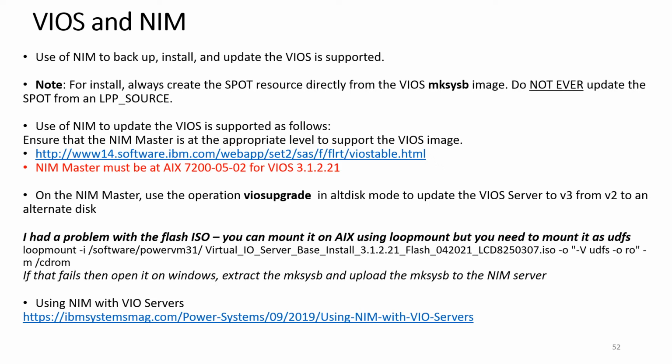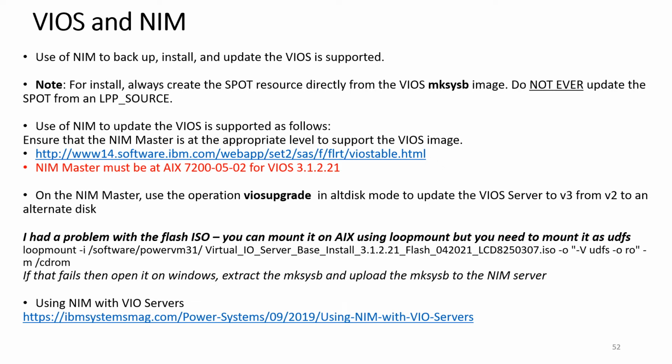You can use NIM to back up or install and update your VIO server, but you need to make sure that your NIM master is at the right level. So for VIO 3.1.2.21, you have to be at AIX 7.2.5.2.